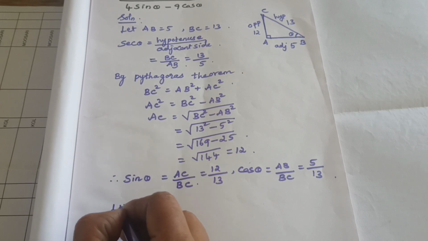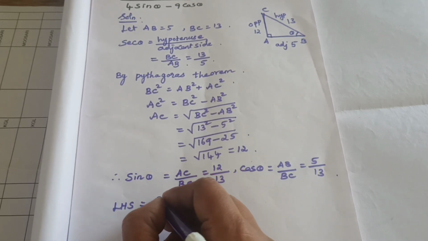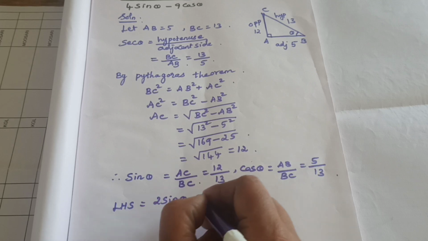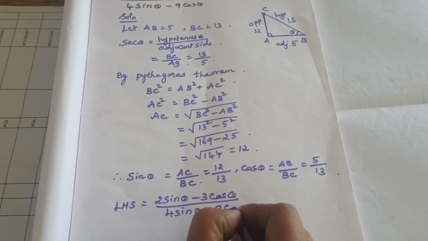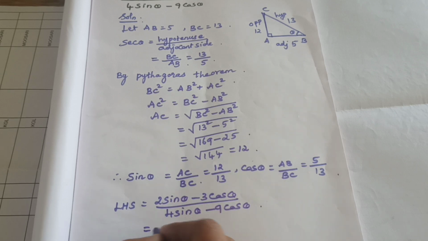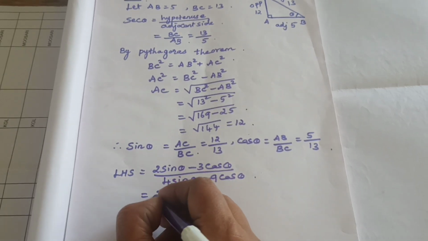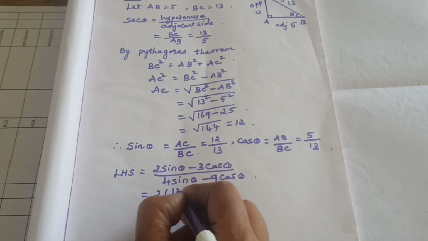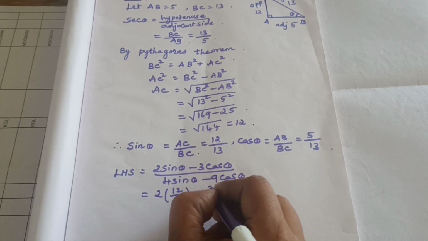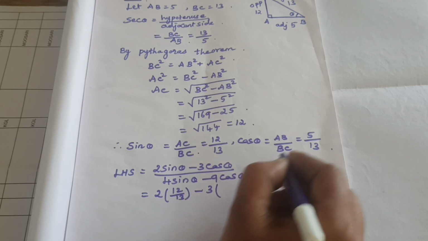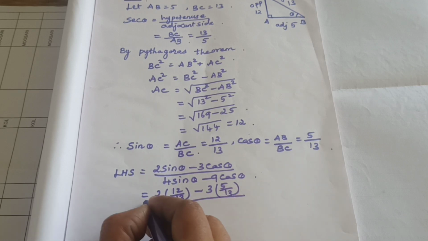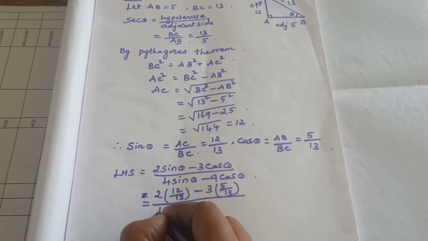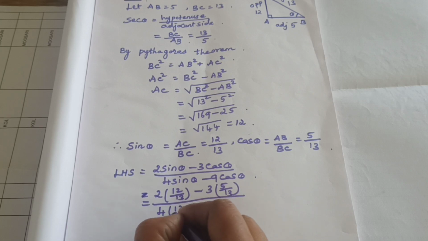Then left hand side is equal to right hand side, you bring the answer. Left hand side: (2 sin theta minus 3 cos theta) divided by (4 sin theta minus 9 cos theta). Then equal to, here 2 into sin theta, the value is 12 by 13. Then minus 3 into cos theta, which is 5 divided by 13. Whole divided by, in the middle you should write it, 4 into sin theta is 12 by 13.